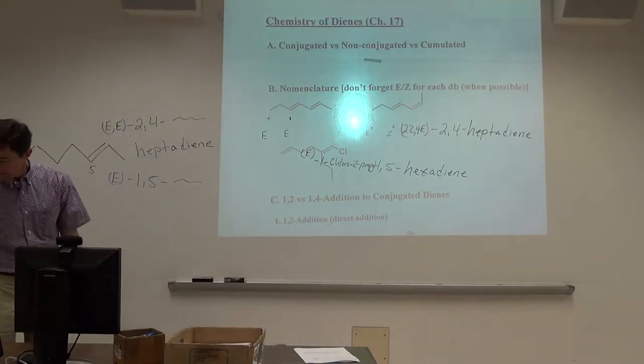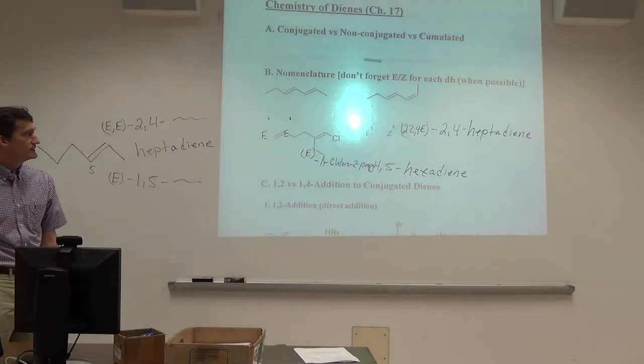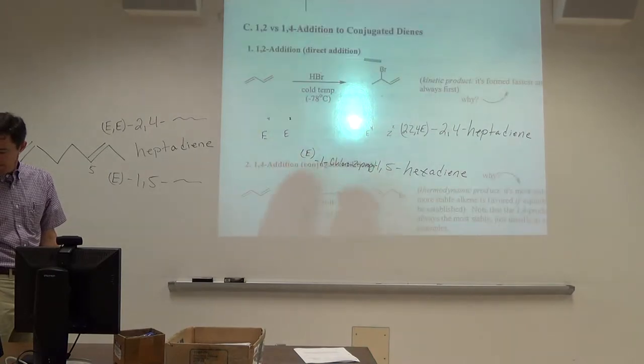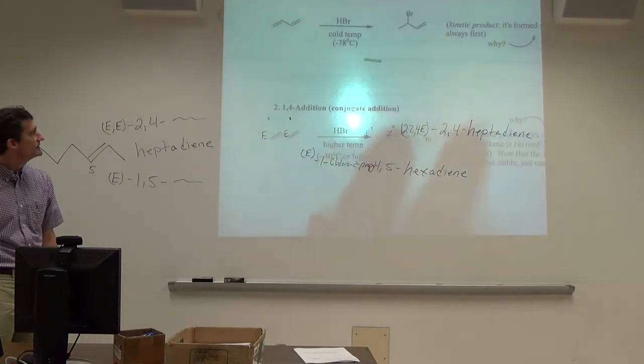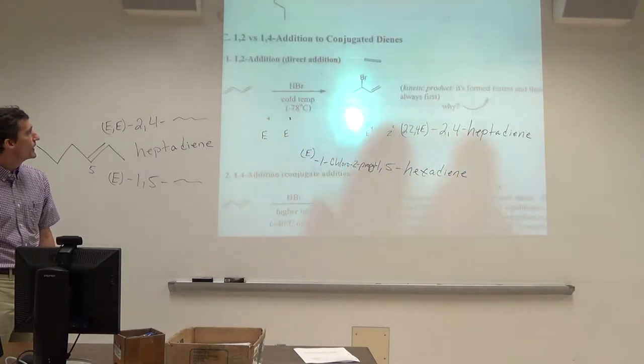Okay. Nomenclature of dienes. What if you had three double bonds in the compound? 3. Heptatriene. Tetraene. We're pretty much just going to name dienes.